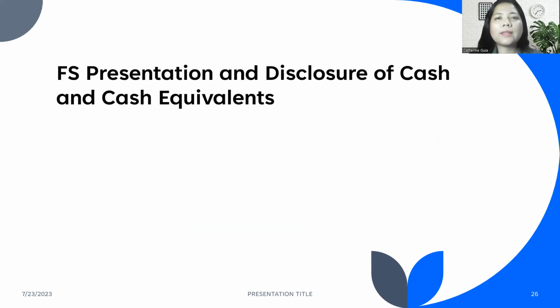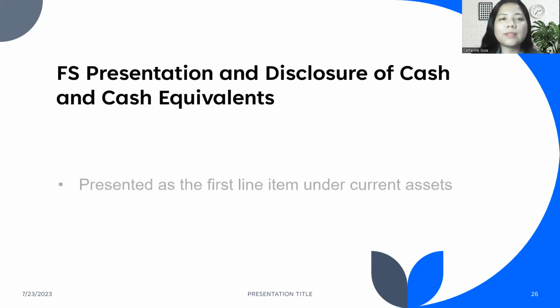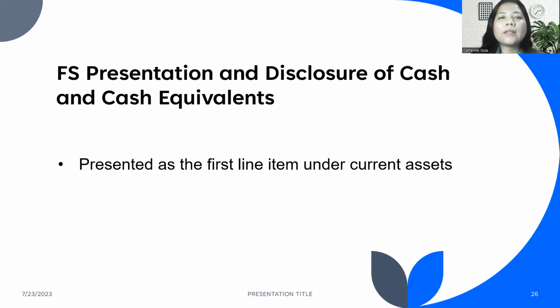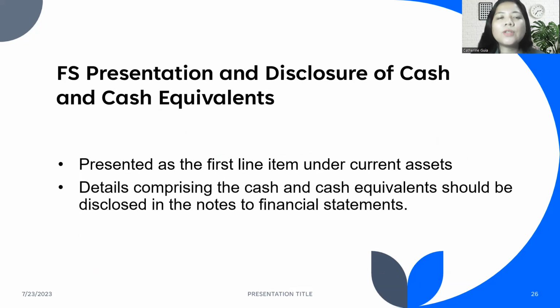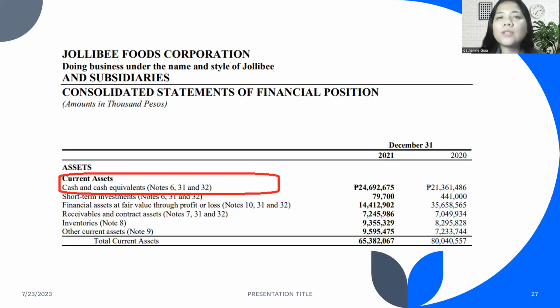Next is how do we present and disclose our cash and cash equivalents? The presentation is that cash and cash equivalents is the first line item under current assets. And in terms of its composition, the details comprising the cash and cash equivalents should be disclosed in the notes to financial statements. Let me share with you an actual example of the FS presentation and disclosure of cash and cash equivalents. This is the consolidated statement of financial position of Jollibee Foods Corporation, which I downloaded directly from their website.